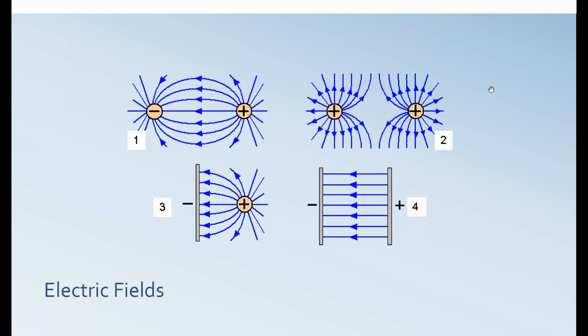But now let's say we have two like charges, two positive charges here. Well, now the force lines are moving away from both particles, and they really can't go to each other because they would want to go to a negative particle. So they push each other away.